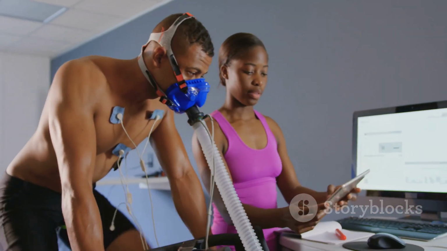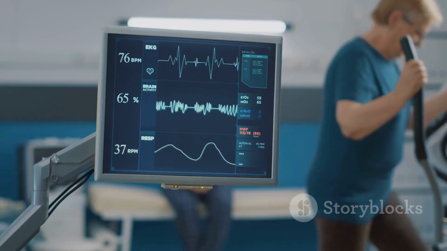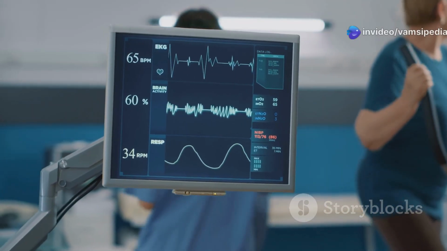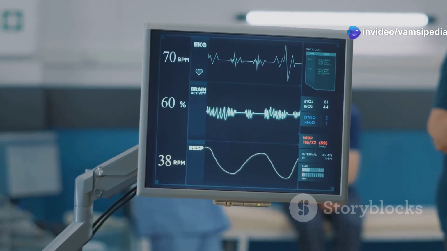Now let's talk about the VE/VCO2 slope. This measures ventilatory efficiency. A slope above 34 can indicate heart failure, pulmonary hypertension, or other inefficiencies in gas exchange.